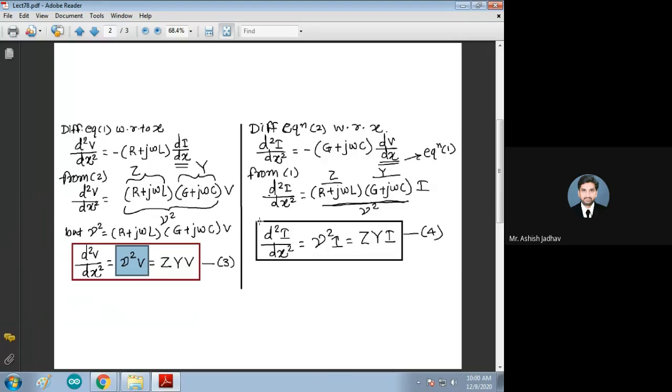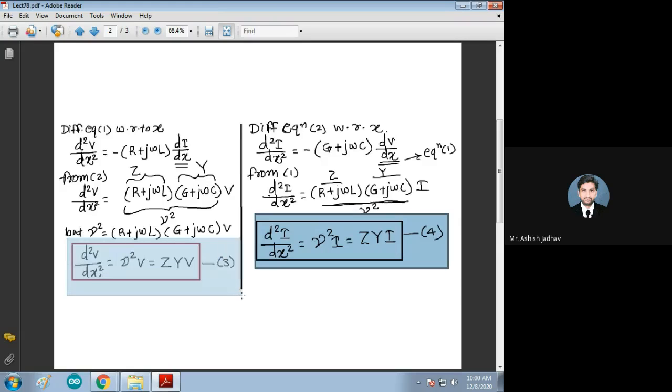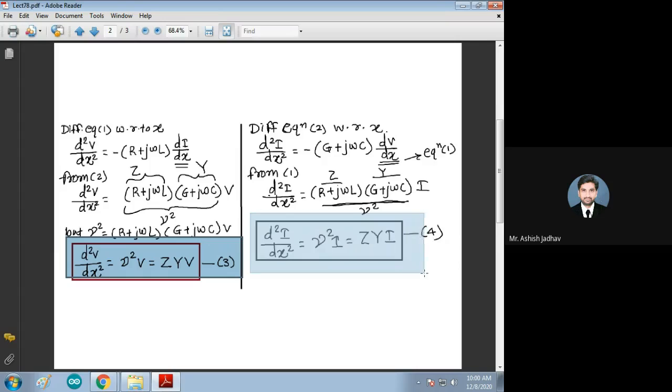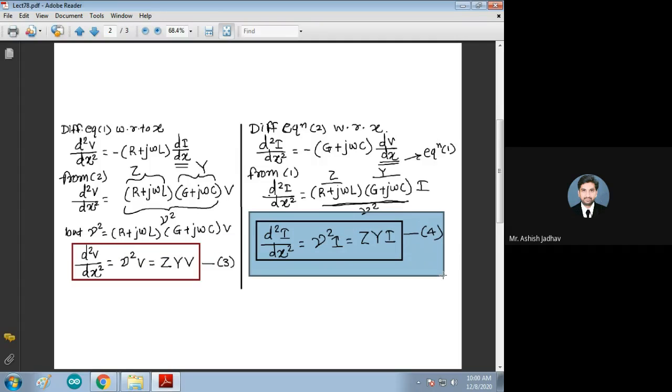Similarly, we can derive the transmission line equation in terms of current, and it is d square I by dx square is equal to gamma square I is equal to z y I. These are the two very important equations for transmission line. These are the characteristic equations of transmission line in terms of voltage and in terms of current.